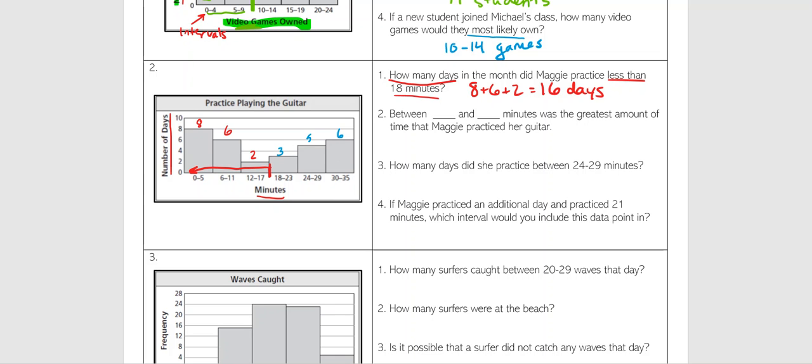So I'm going to look for the greatest one, and that is right here, the 8. So that is between 0 and 5 minutes. So Maggie needs to spend a little more time practicing.